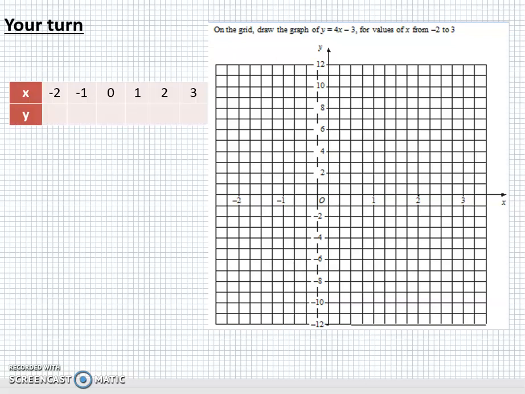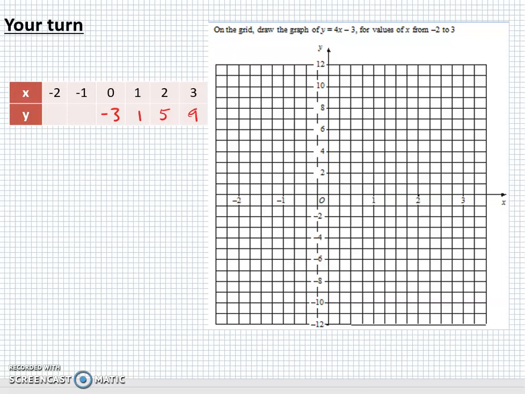So here is my table of values here. Okay, so I'm going to substitute them into my equation to get my values of y. Okay, so I'm going to start off with 0 and do my positive ones. So 0 times 4 is 0, take away 3 is -3. 1 times 4 is 4, take away 3 is 1. 2 times 4 is 8, take away 3 is 5. And 3 times 4 is 12, take away 3 is 9.